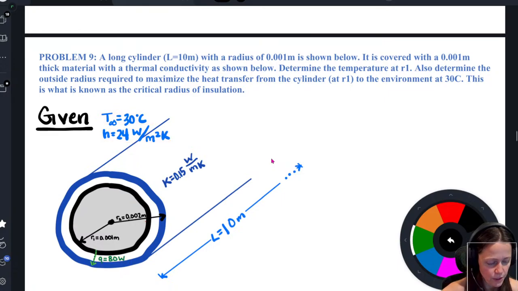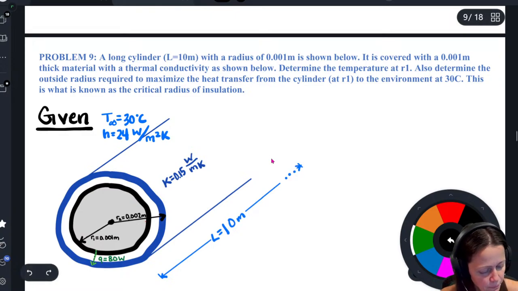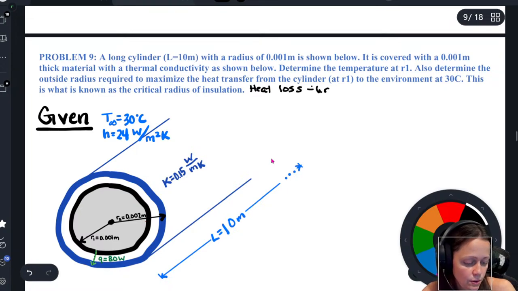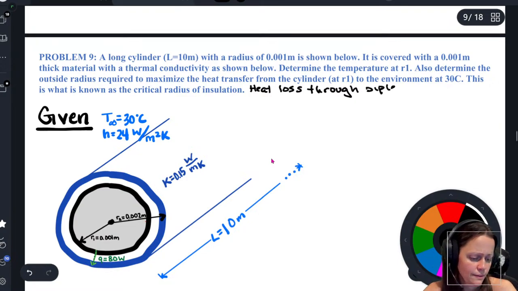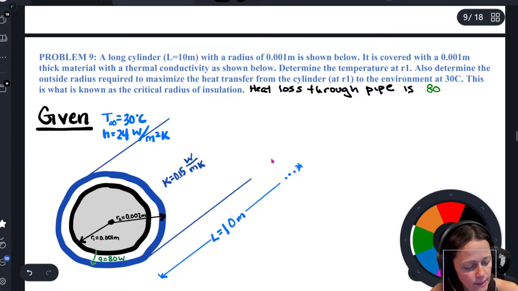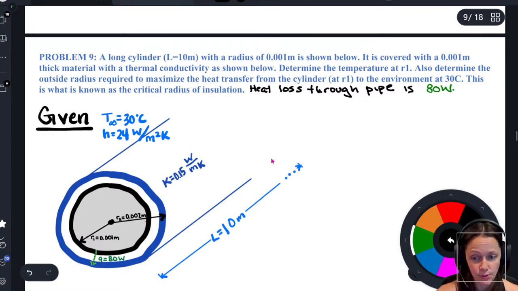So why don't we just, I'll call it like this. I'll say the heat loss through the pipe, making up words here, is 80 watts. So that is missing as well.